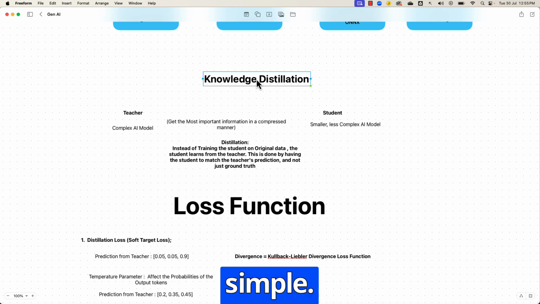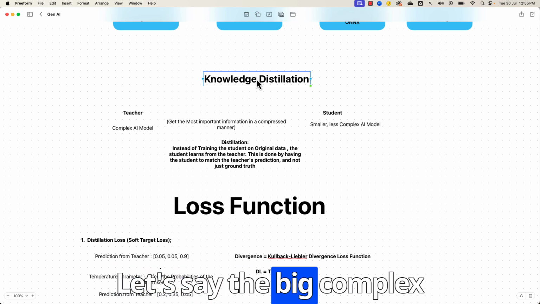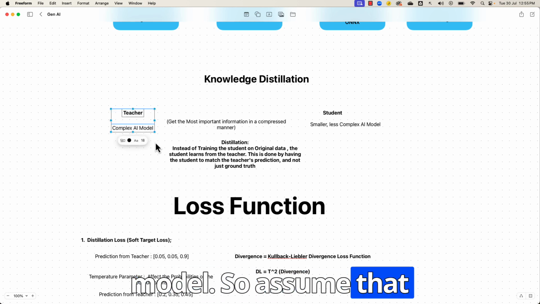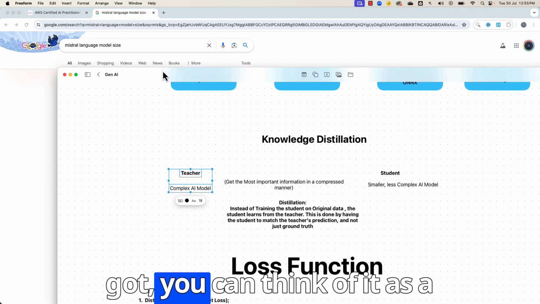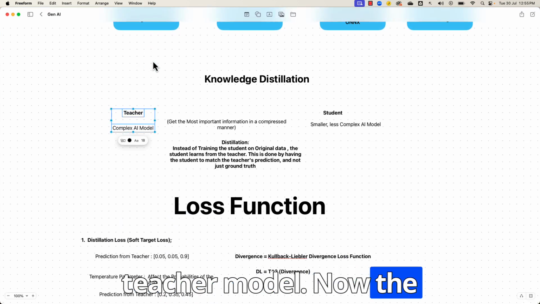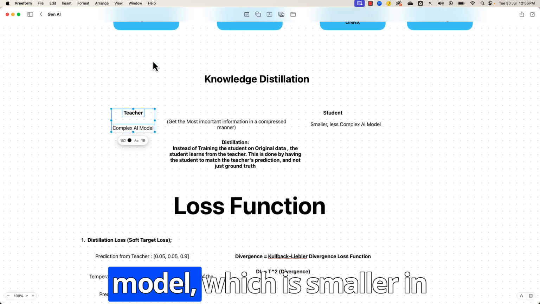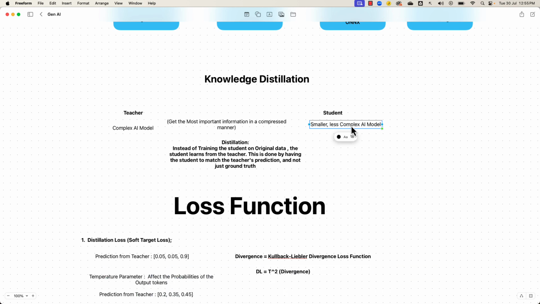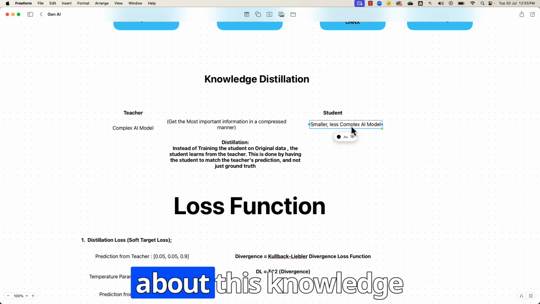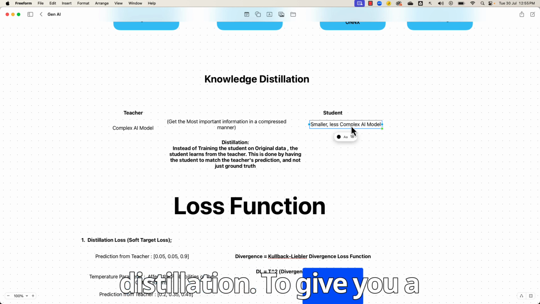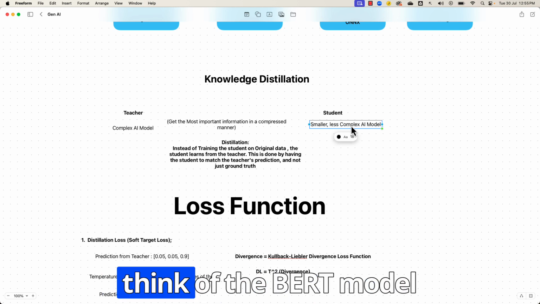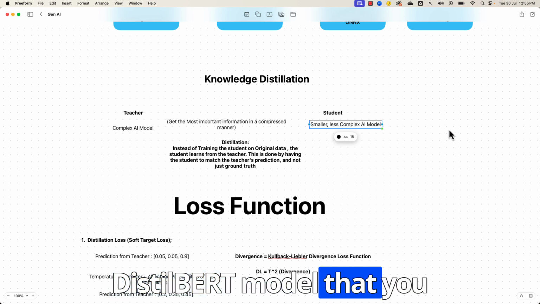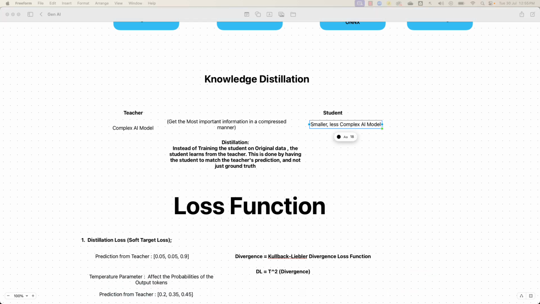Now the concept is very simple. Let's say the big complex model that you have, we call it a teacher model. So assume that Mistral model that you have, you can think of it as a teacher model. Now the idea is to train a student model which is smaller in size and also a less complex model. That's the overall idea behind knowledge distillation. To give you a very simple illustration, think of the BERT model as a teacher model and the DistilBERT model as a student model.